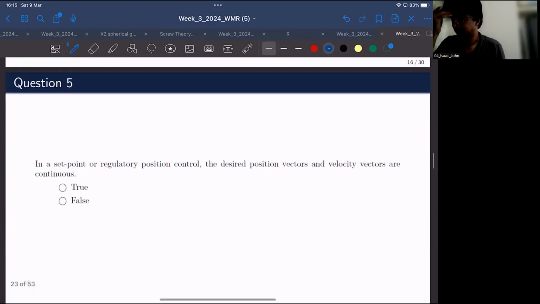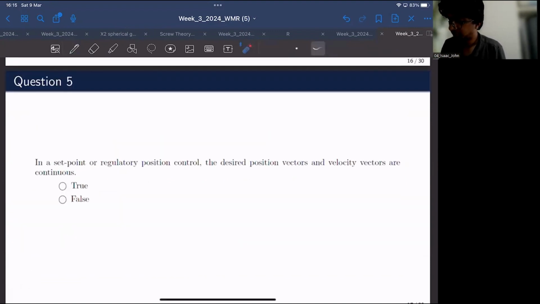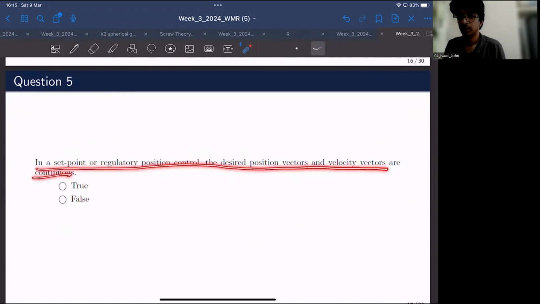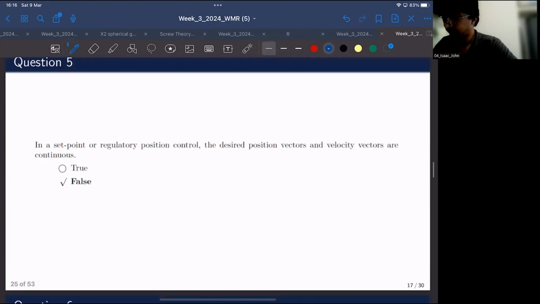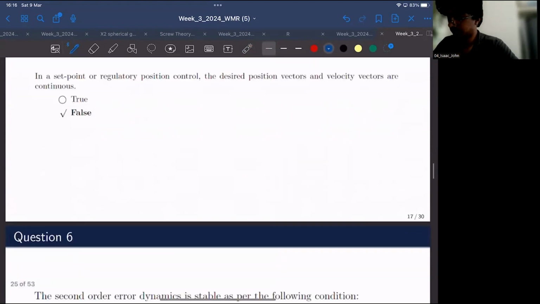And what does the question say? It says, in case of a set point control, the desired position and velocity are continuous. That is actually false because it needs to be continuous only for trajectory tracking or servo control. It need not be continuous for set point control. So that is indeed false, which is our correct answer.